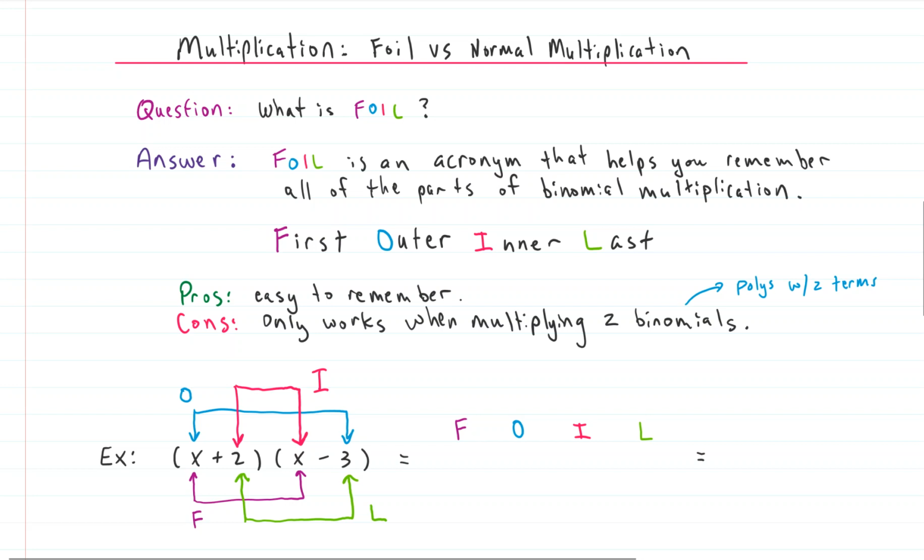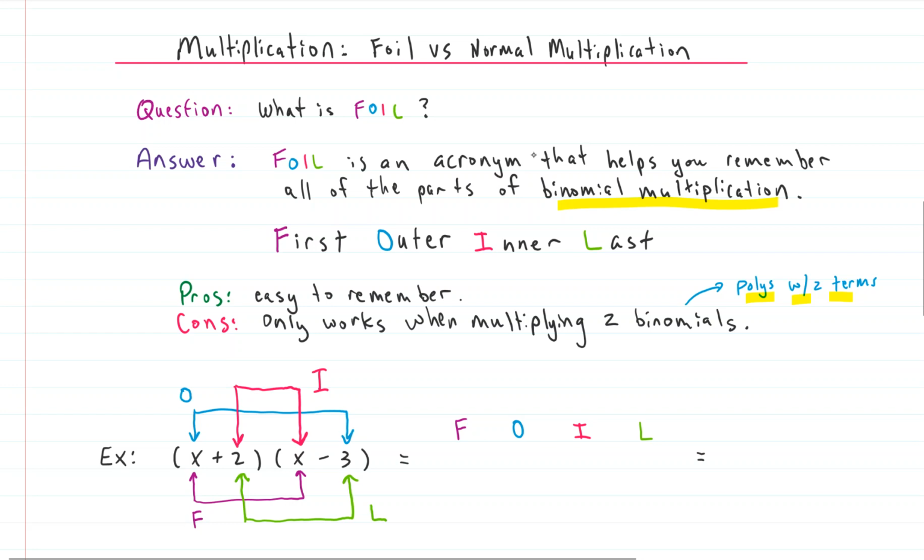It's just a method to help you remember all the parts of binomial multiplication. Binomials are polynomials with just two terms. So if you have two polynomials, each with two terms, and you're multiplying them together, you can remember all the parts of this multiplication by remembering FOIL, because that helps you get everything and not forget anything.